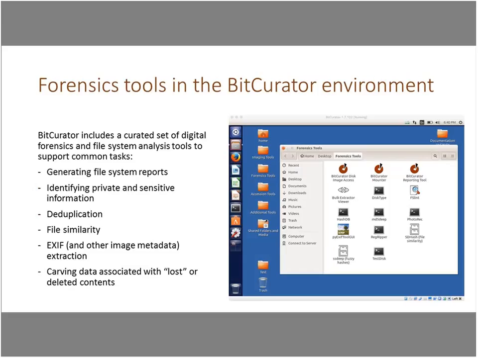BitCurator also has a wide variety of forensics tools. These include tools that allow you to generate file system reports, identify private and sensitive information, deduplicate data, and examine files for similarities. We have tools that will examine large sets of files and tell you whether two files are likely to contain a significant percentage of the same content, even if they're not identical. There are also tools to extract common types of metadata, such as EXIF, and tools to carve data associated with lost or deleted contents, to carve data that would not explicitly appear in a mounted disk image out of the underlying bitstream.